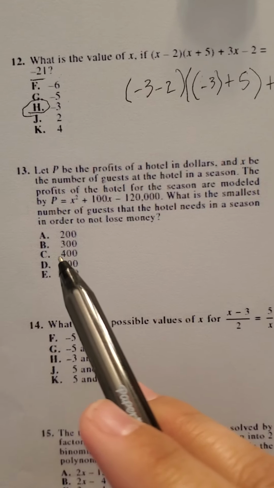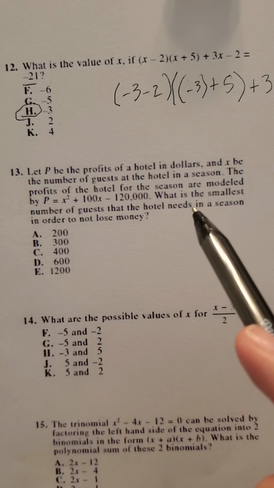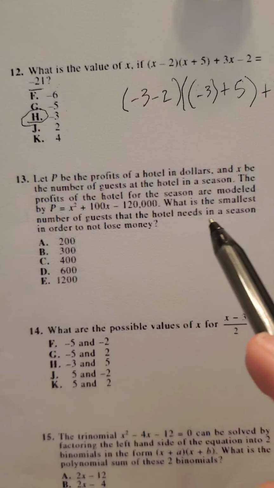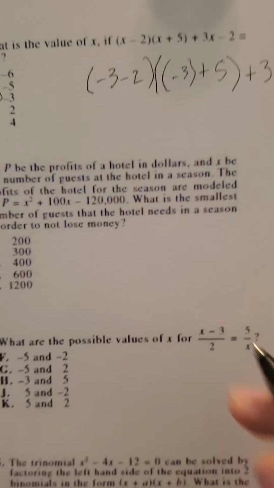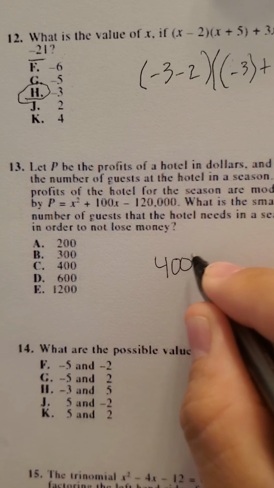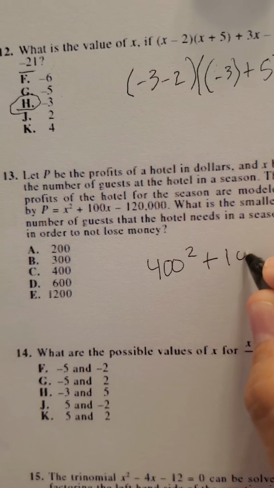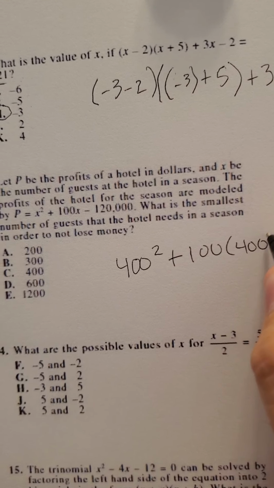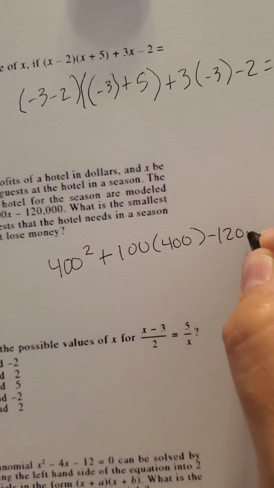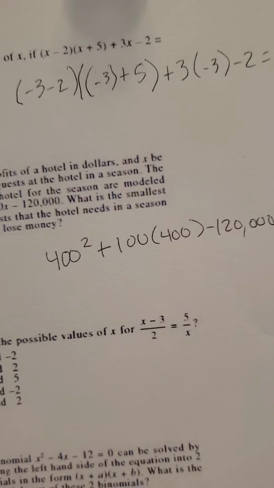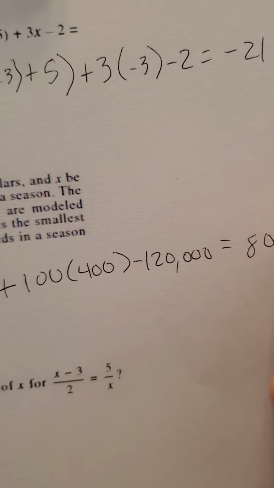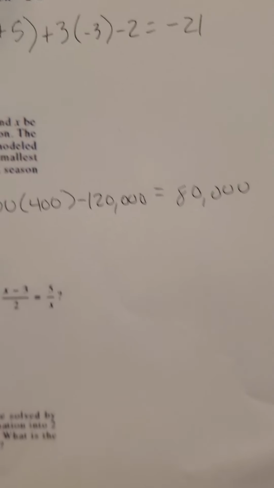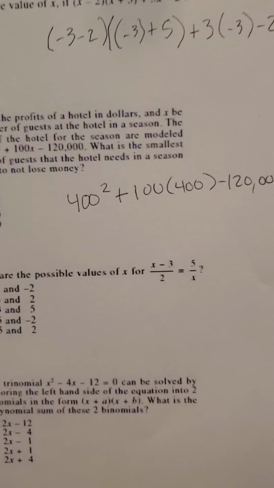I'm going to start off by plugging in 400 everywhere I see an X, because it says what is the smallest number of guests that the hotel needs in a season in order to not lose money. So you want it to be equal to 0. So when I put in 400 squared plus 100 times 400, and then I subtract 120,000. Let's see, I had it on my calculator and I must have deleted it. You end up with, I think, 80,000. Okay. Well, that's a profit. So we want it to be equal to 0. So 400 is too big.